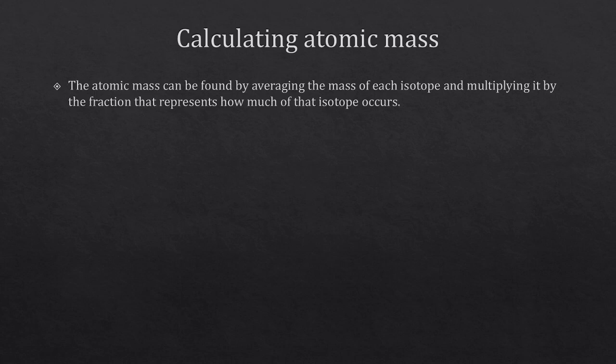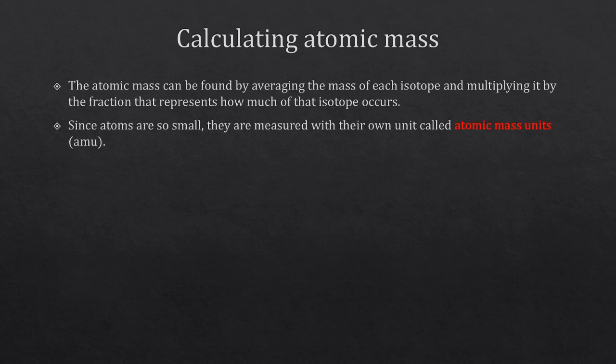So the atomic mass is found by averaging each isotope and multiplying it by a fraction that represents how much of the isotope occurs. So what does that mean? How do I do that as an equation? Since atoms are small, first off, we're going to use a different unit that we haven't talked about yet. It's called an atomic mass unit. This is a mass that's going to be reasonable for talking about things where we're at single atoms, because single atoms are very, very light.